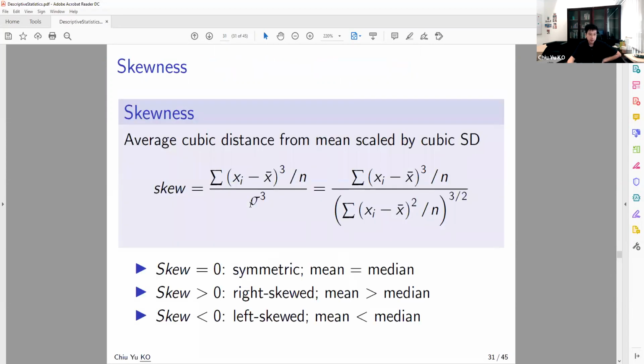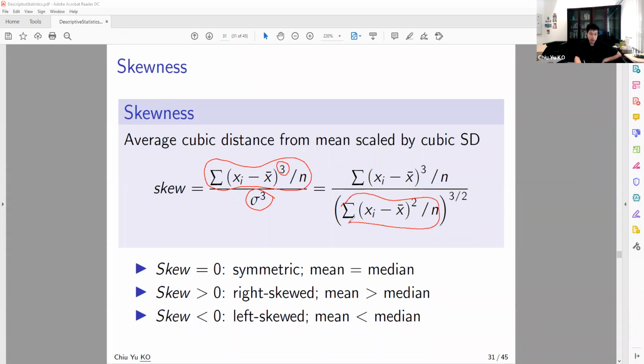The skew is something very simple. It is very close to the standard deviation and variance, but you raise it to the power 3, and you normalize it by the standard deviation cubed. So sigma, sigma is this guy.